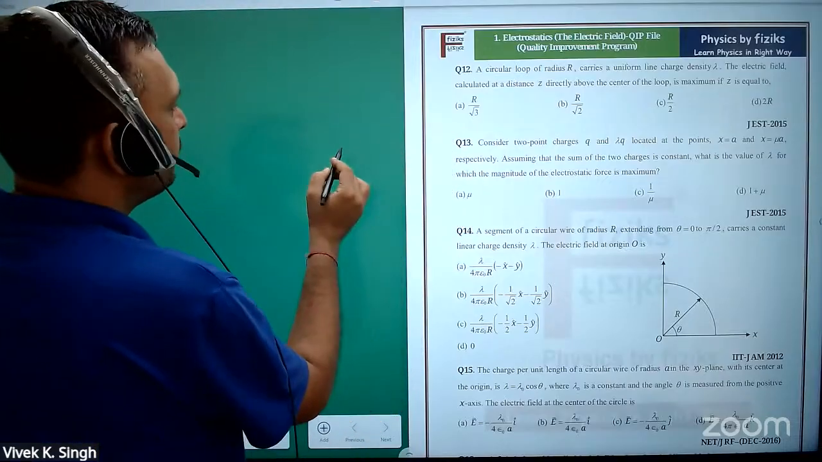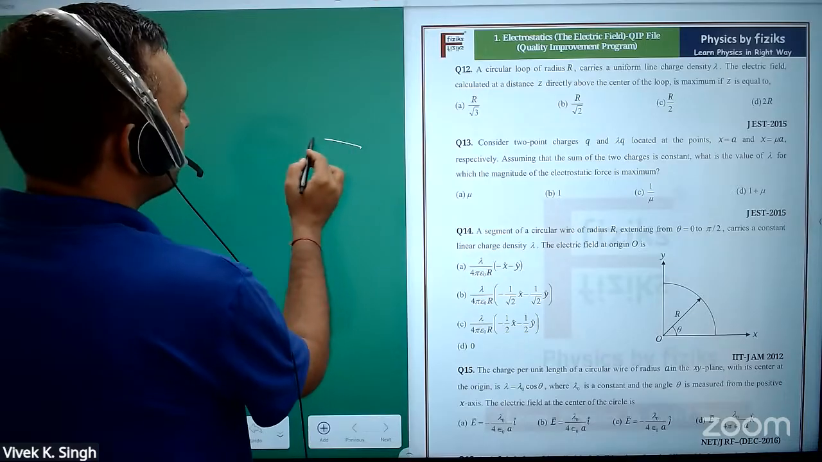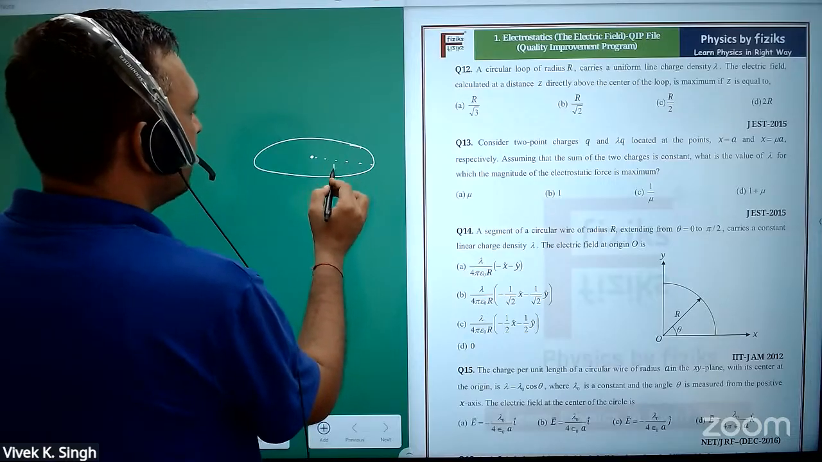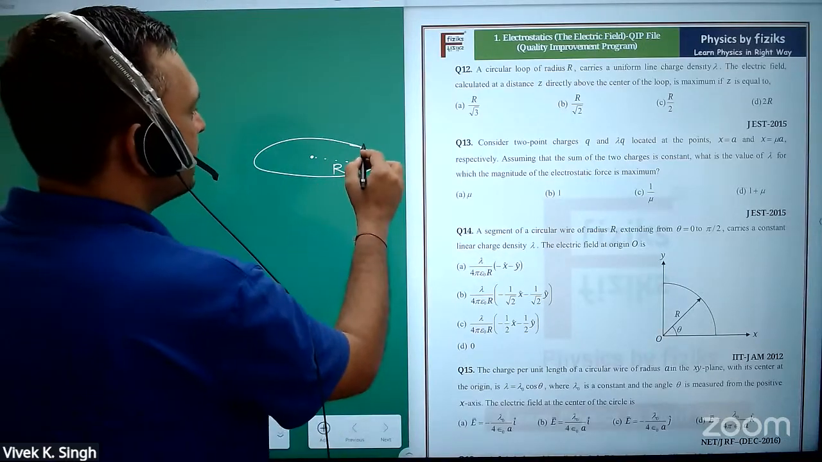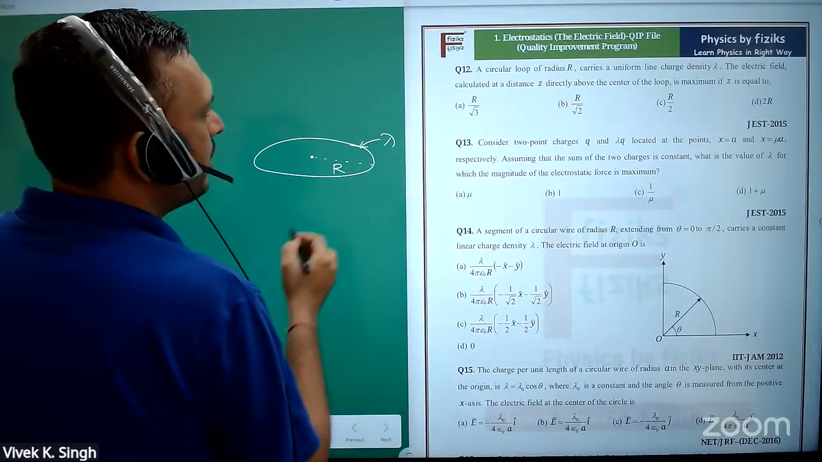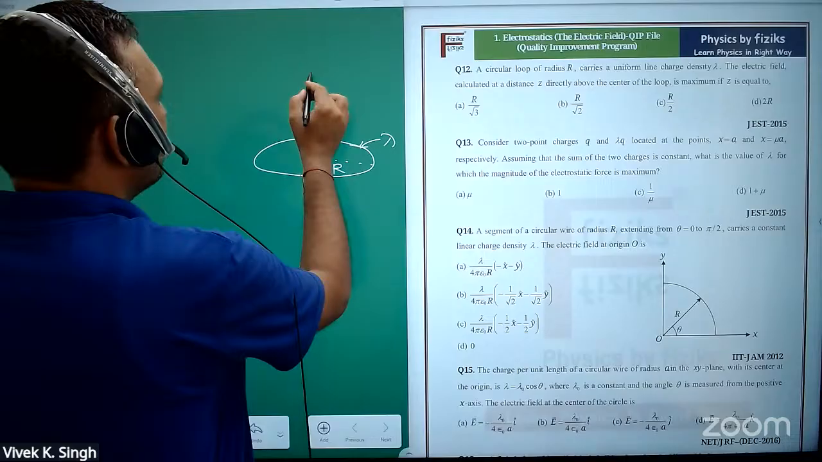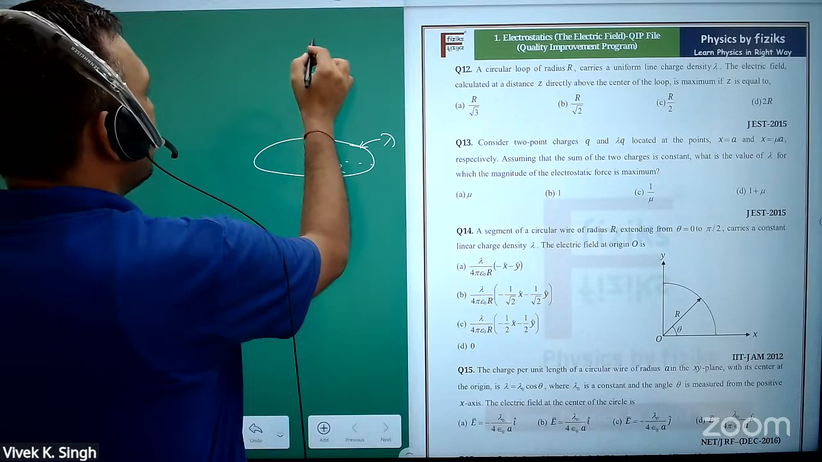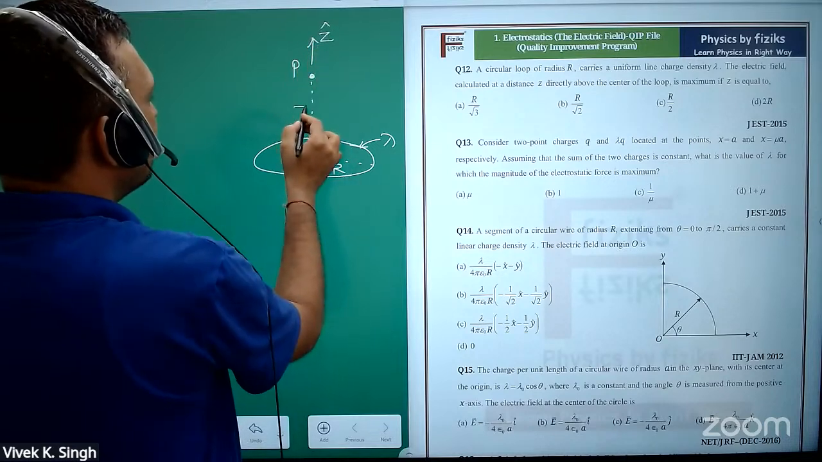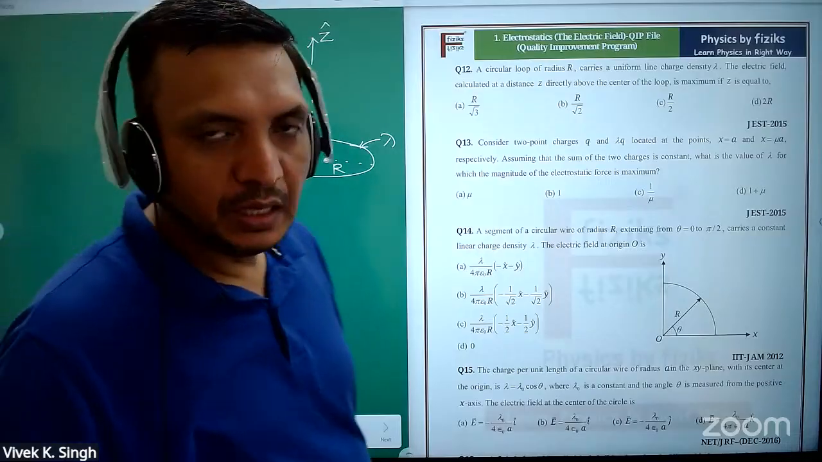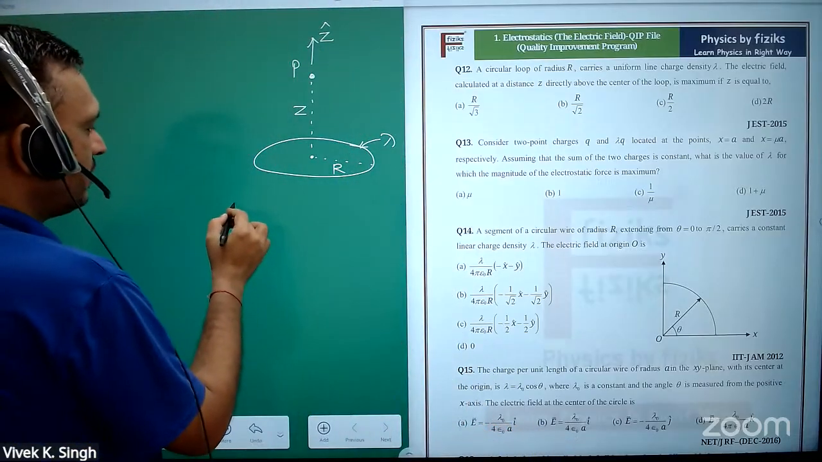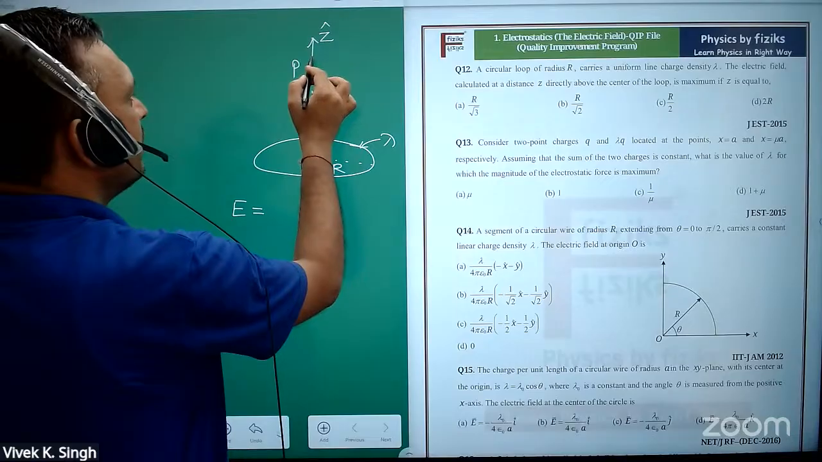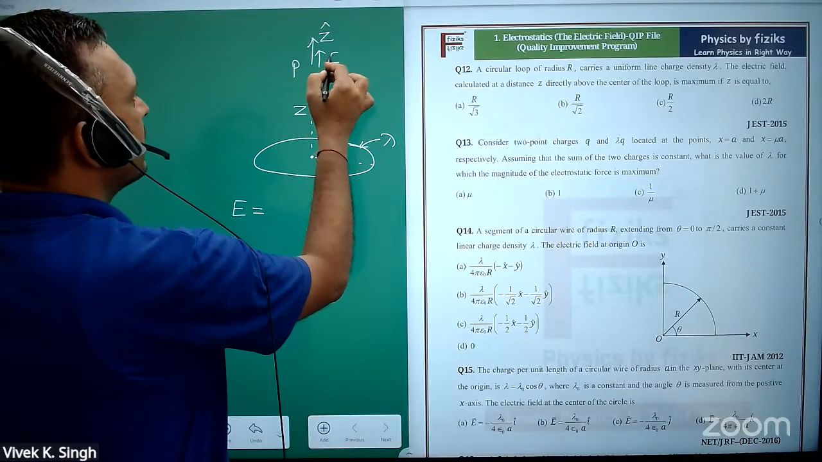Now see the question. You have a circular ring of radius r. Its uniform line charge density is lambda. And as a function of distance, what will be the electric field at any point P? Let's say this is the Z axis, and I am taking this distance to be z. You know the electric field at this point. This is the standard result, so you must remember it. I'm writing the magnitude only. The electric field direction will be in this direction.